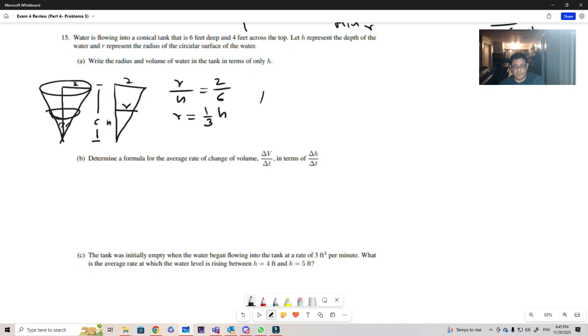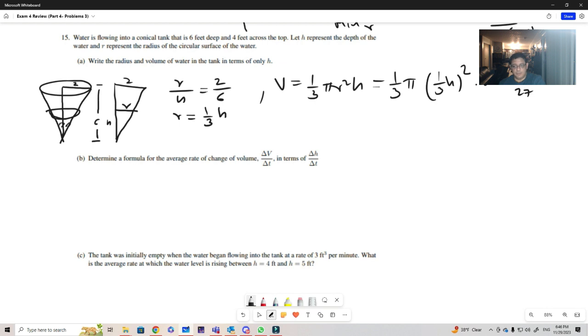Now, we can also work with the volume. The volume is going to be 1/3 of pi r squared h. And if we replace again the values of r in terms of h, then we're going to have 1/3 of pi, 1/3 of h squared times h. And multiplying this here, 1/3 squared is going to be 1 over 9. So this is going to be 1 over 27 with this pi here, pi over 27. And this is h squared times h is going to be h cubed. So we have now a formula for the volume of the water tank in terms of only h.